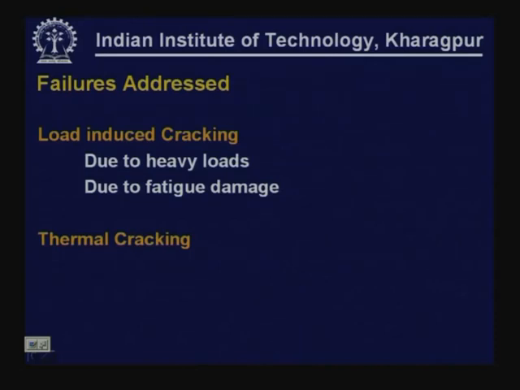The other type of cracking that can occur, which we have discussed in the analysis of concrete pavements, is thermal cracking, either because of curling up or curling down of slabs due to variation in temperature within the slab, or because of contraction and the restraint provided to contraction by the foundation. So, thermal stresses also can lead to cracking of the slab.